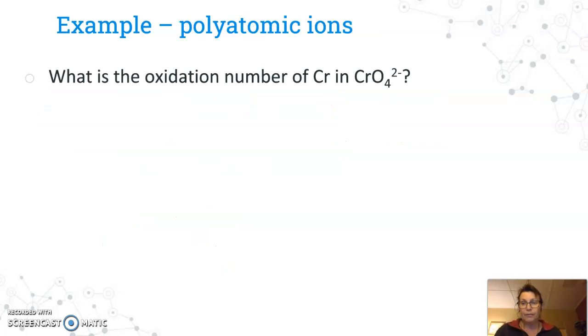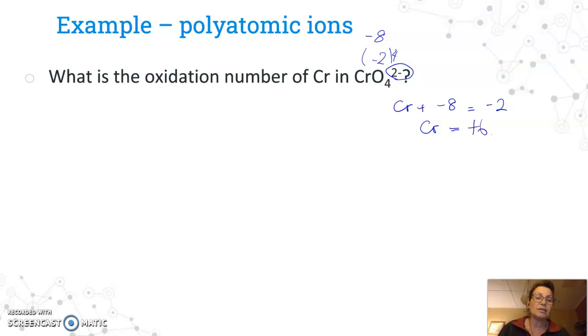Let's have a look at another example. I've got some polyatomic ions. So let's see if we can find out what the oxidation number of the chromium is in this dichromate compound. Oxygen is -2, as always, and there are 4 of them. This means this has to be -8. For my ion to be balanced, chromium plus -8 will equal -2, because that is the charge on my ion. Therefore, chromium has to have an oxidation number of +6 in this instance.